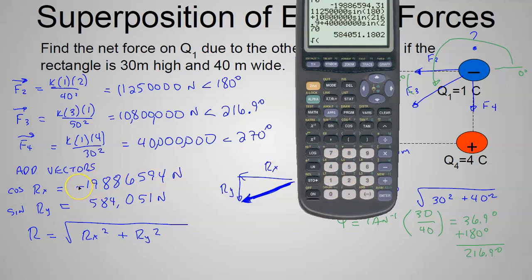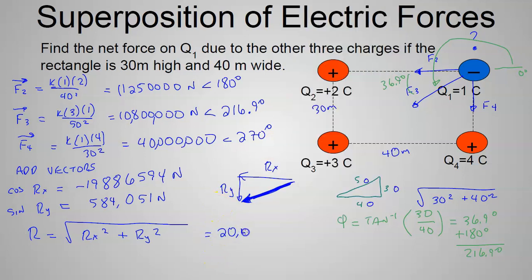Of course, when I square it, negative times a negative is going to be positive, so I'm going to just leave that out. 19886594 squared plus 584, this bogus number here, 0.051 squared, and I would get that monstrous number there. There's 1, 2, 3, 4, 5, 6. Can I just call it 20 million? If I round it to two significant digits, I get something like that. And this has only got one significant digit, so I think it's okay.